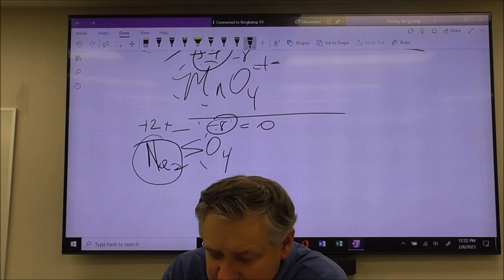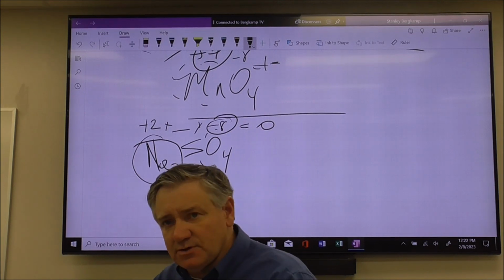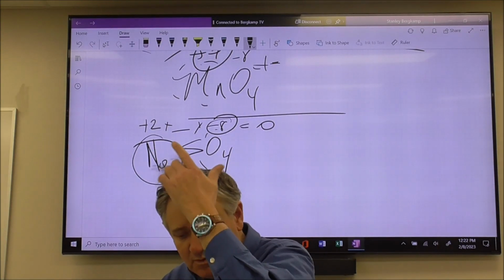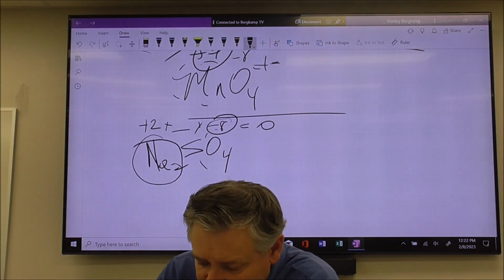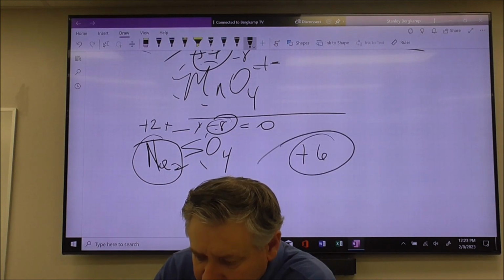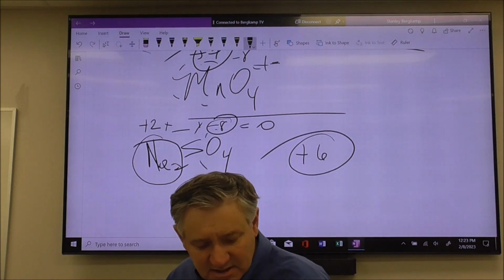So +2 plus X plus -8 adds up to 0. So what's the oxidation state of sulfur going to be? +6. So sulfur is going to be +6.